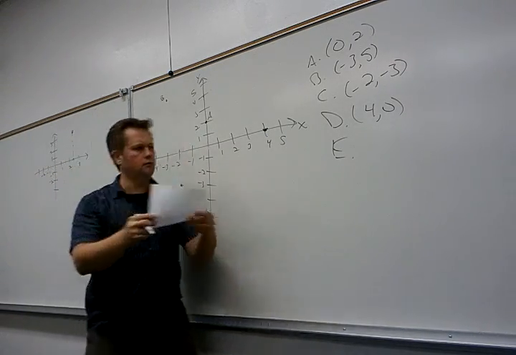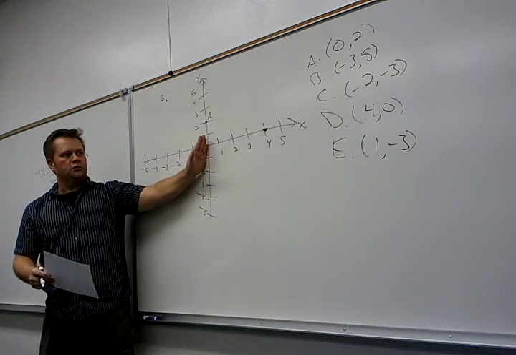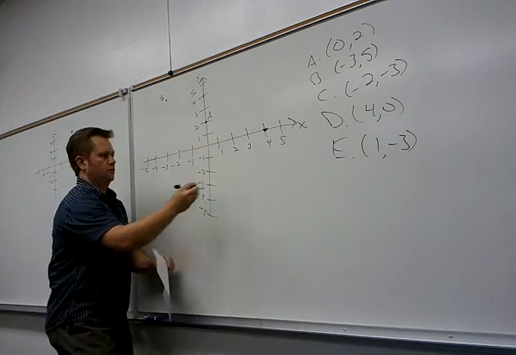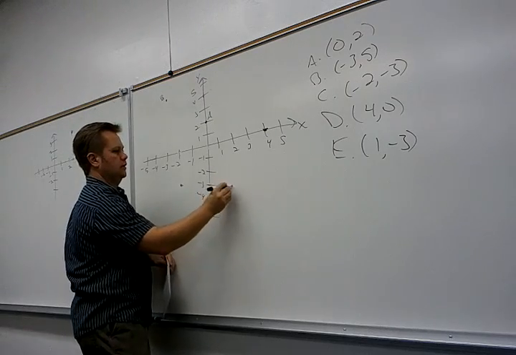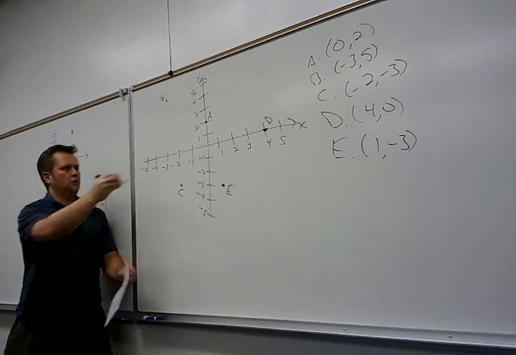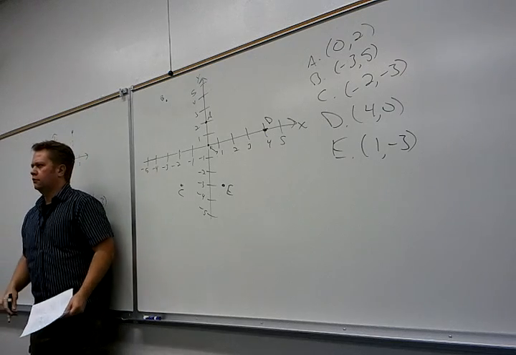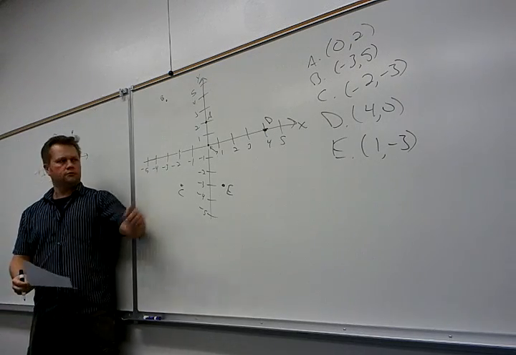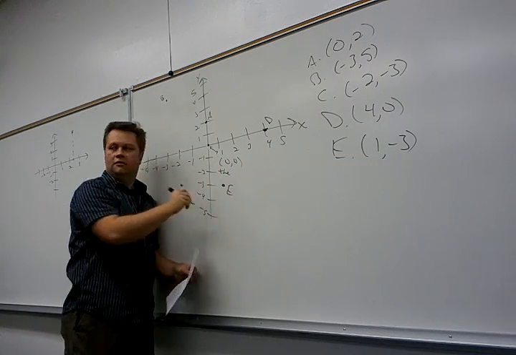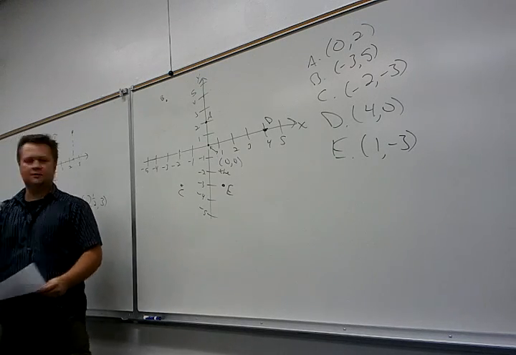What about part E? The first one tells me left to right, so I want to move right 1, and then down 3. Cool. So this is E. Okay, good. What do you call this point here? What's that point right there in the middle? 0, 0. And it's also called the origin.